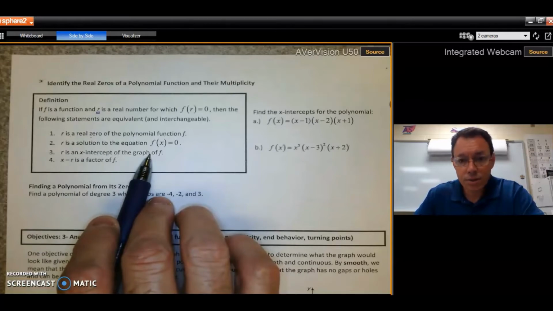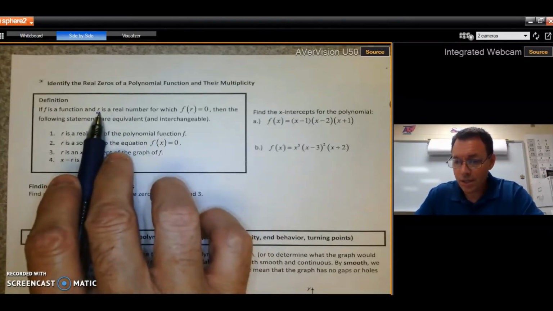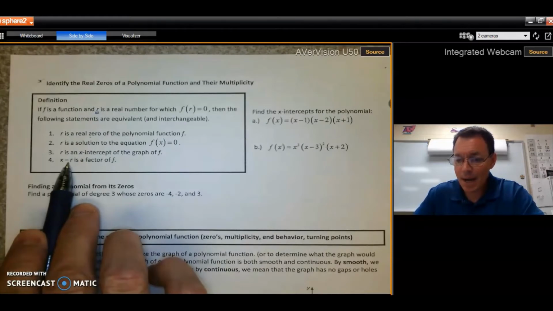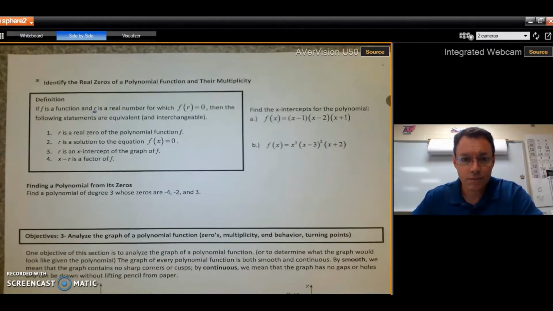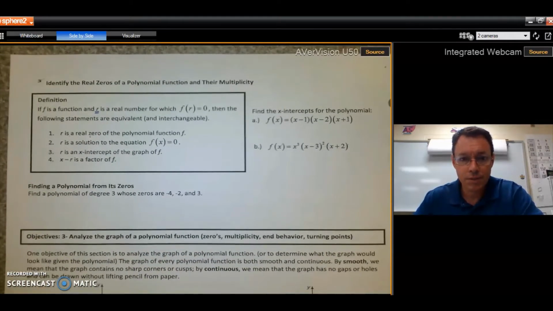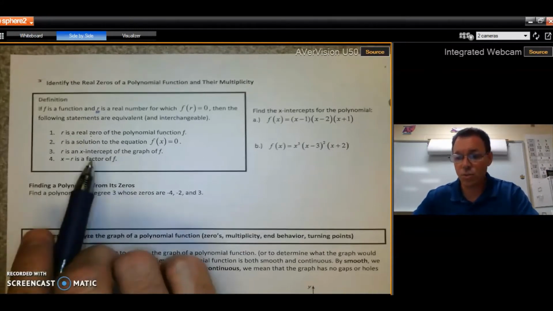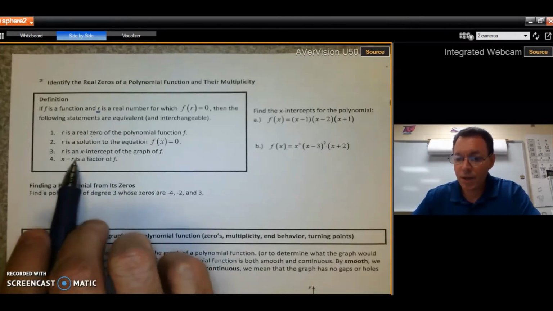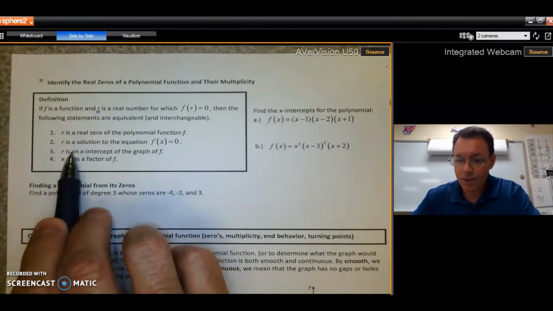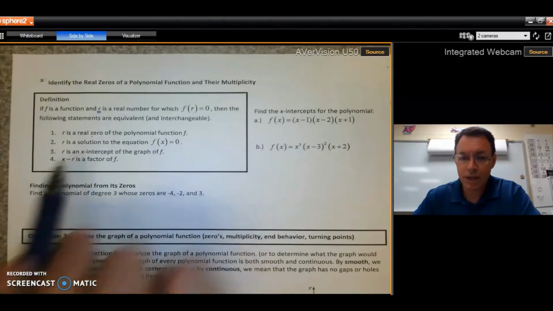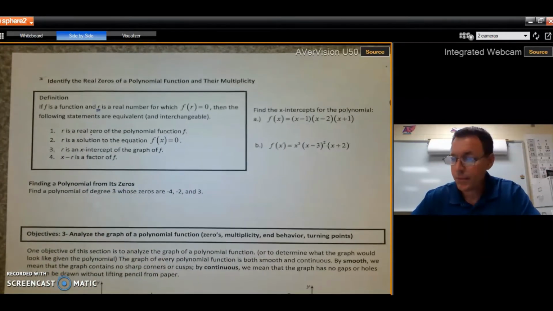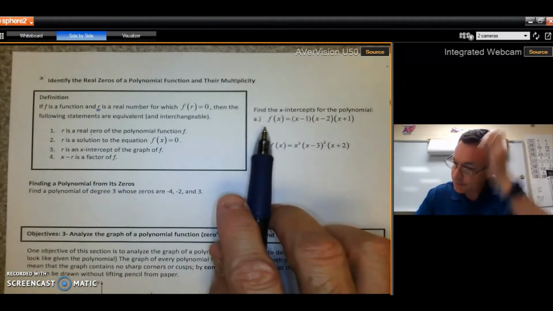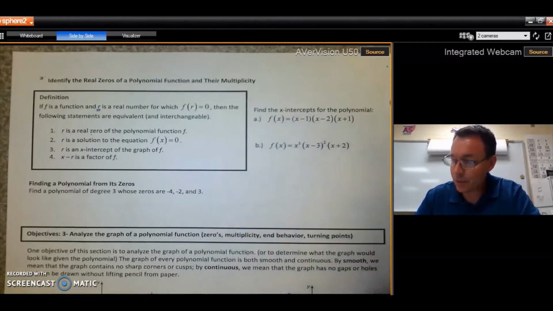And then also, if r is a 0, that means x minus r will be one of my factors. Okay, so if the number 2 is a 0, that means x minus 2 is a factor. If -3 is a 0, that means x plus 3 is one of my factors. Okay, if I know the factors, I know these 3 things, and if I know either one of these, I also know the factor.